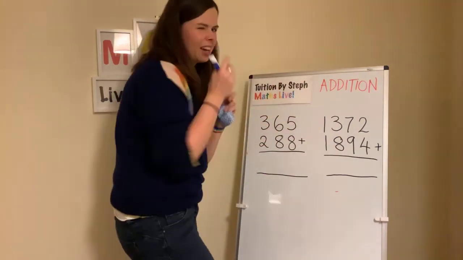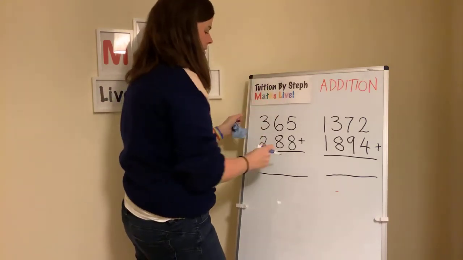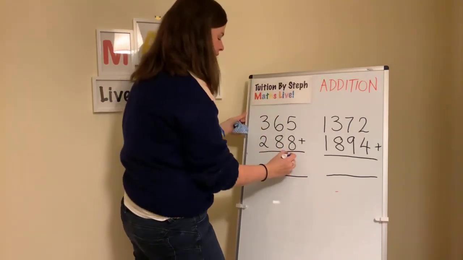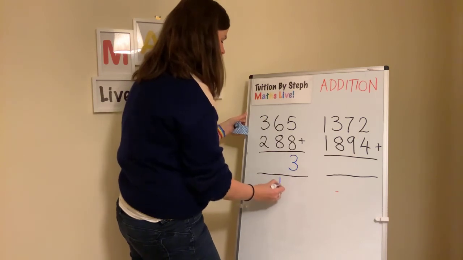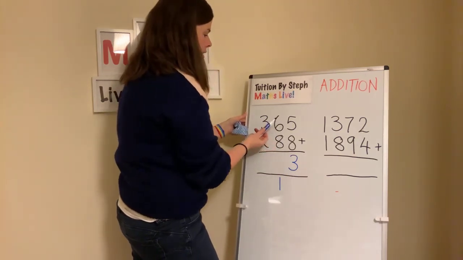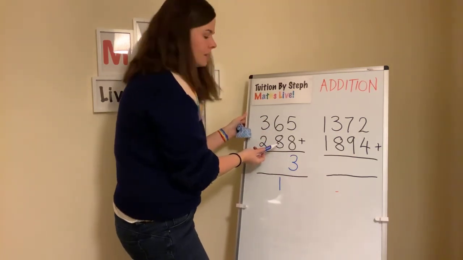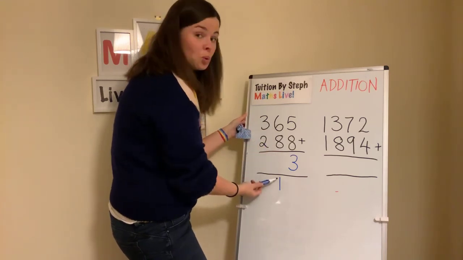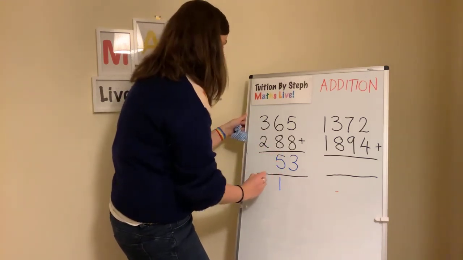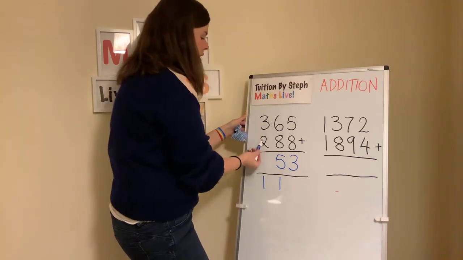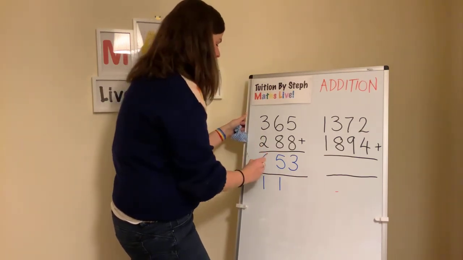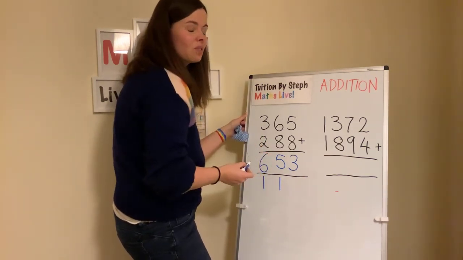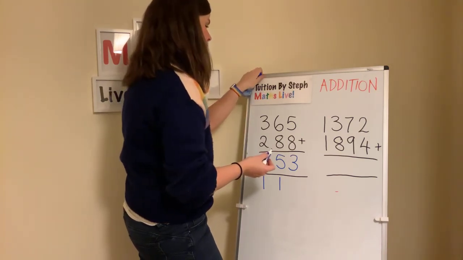Right, so some people saying, I think I've got the answer. Okay. 8 plus 5, 13. And then 6 plus 8, that's 14. Add the 1, that's 15. And then 3 plus 2 is 5 plus the 1 is 6. So 653 for the first one.